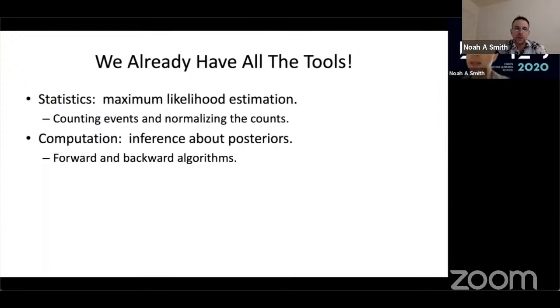So, while it may have seemed strange that I was going on and on about all these different things you could do with the forward and backward probabilities, this is where it pays off. We're going to use all of these techniques to put together an algorithm for unsupervised learning.